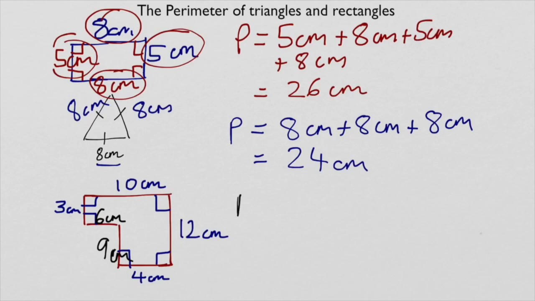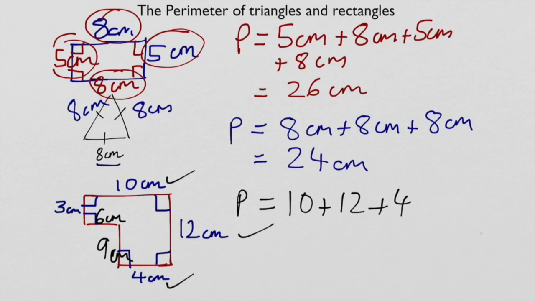And then you just go around the shape, adding up all the lengths. Make sure not to double count any. So perimeter equals 10 plus 12 plus 4 plus 9 plus 6 plus 3. And that equals 22, 26, 35, 41, 44. And then always write in your measurements, 44 centimeters.